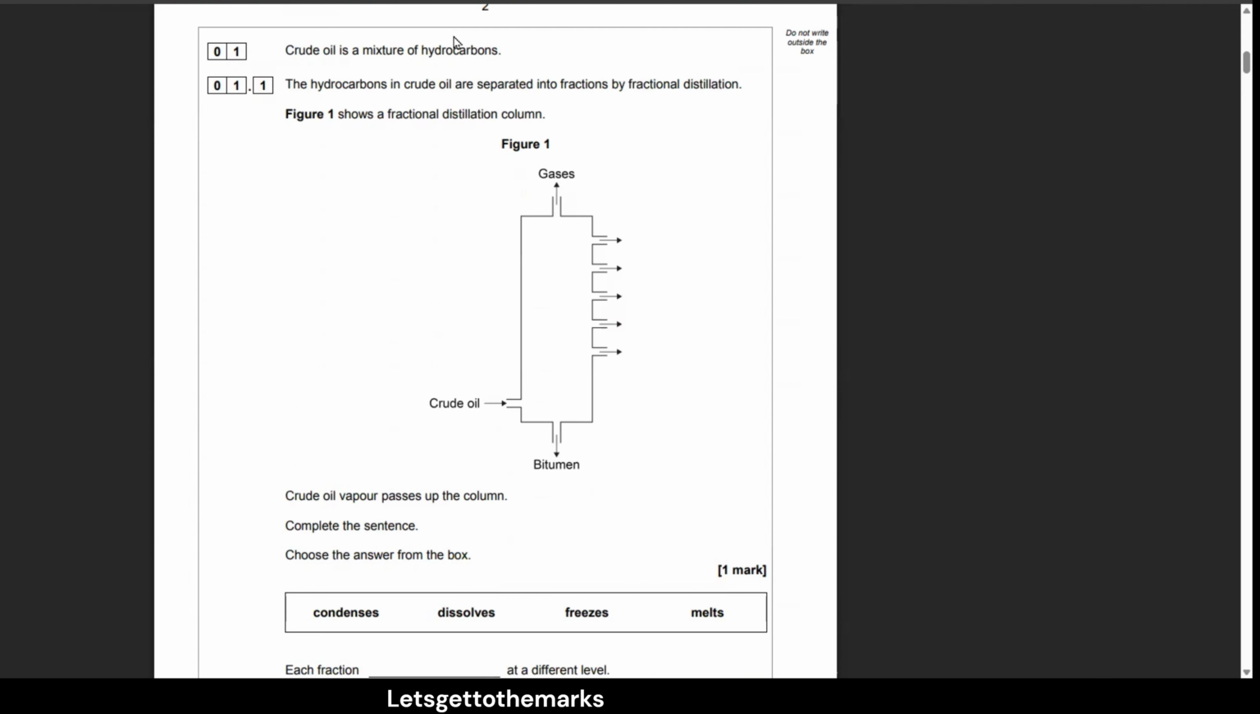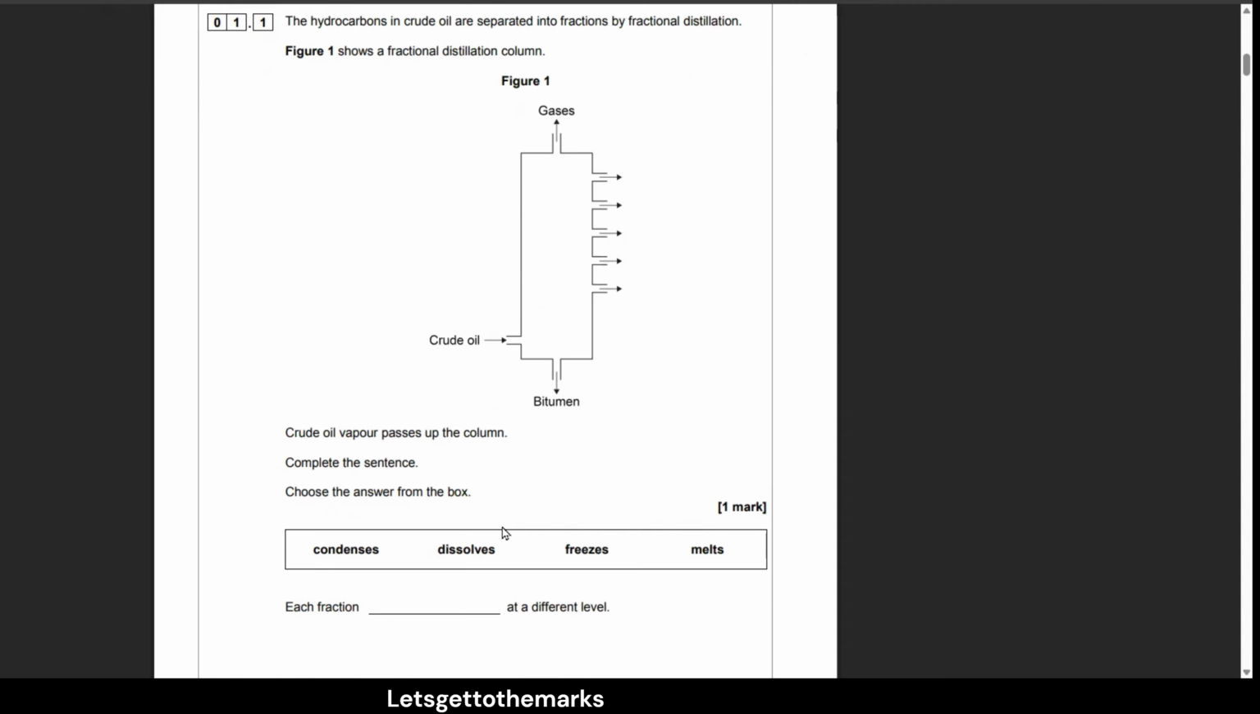Question 1. Crude oil is a mixture of hydrocarbons. The hydrocarbons in crude oil are separated into fractions by fractional distillation. Figure 1 shows a fractional distillation column. Here we've got figure 1. We've got gases coming out the top. We've got crude oil coming in here. We've got bitumen at the bottom, and we've got different fractions coming out the sides. So crude oil vapor passes up the column. Complete the sentence. Choose the answer from the box below.